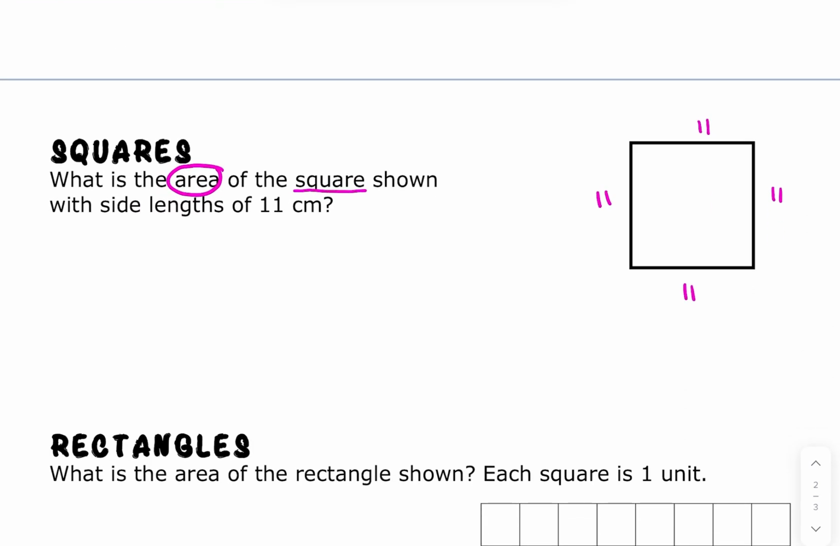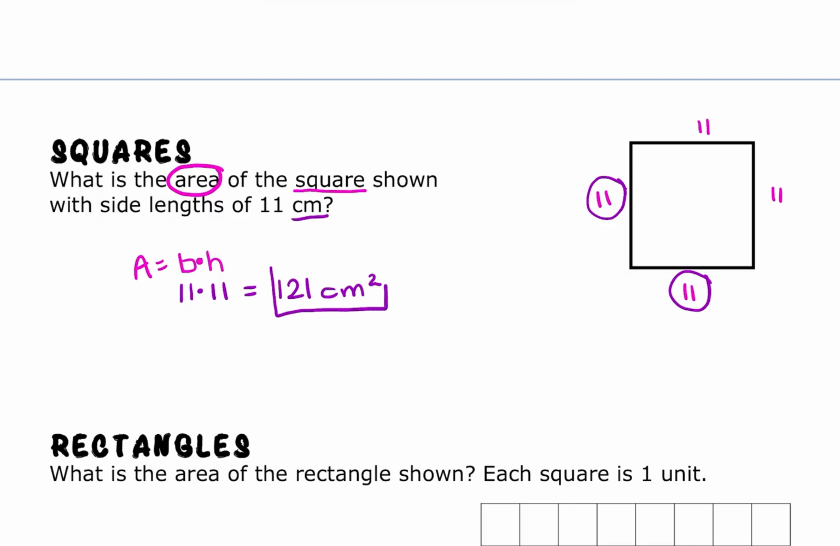So A equals BH, and we know that's multiplying, and my base is 11. My height is also 11. So we have 11 times 11, which is 121. And this is centimeters. And since we are doing area, it's going to have a little 2. So hopefully we remember from exponents, we say that is centimeters squared, or square centimeters. So if you see that little 2, that means we're working with area.